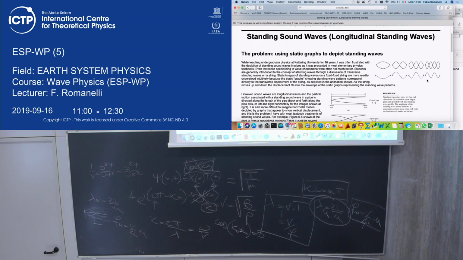So, what we did today was simply a recap of standing waves, or if you want to call them modes, of 1D systems. But we also concentrated on the terms of impedance, reflection, and transmission of energy.